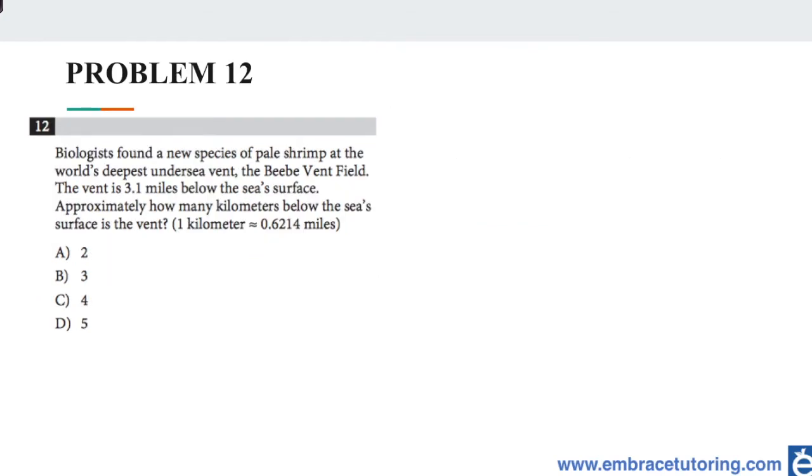Okay, problem number 12 says biologists found a new species of pale shrimp at the world's deepest undersea vent. The vent is 3.1 miles below the sea surface. Approximately how many kilometers below the sea surface is the vent? Now, I quickly understand that they're giving me a unit conversion here. Whenever they're giving you units and asking for something in other units, it's 9 out of 10 times going to be some sort of unit conversion problem.